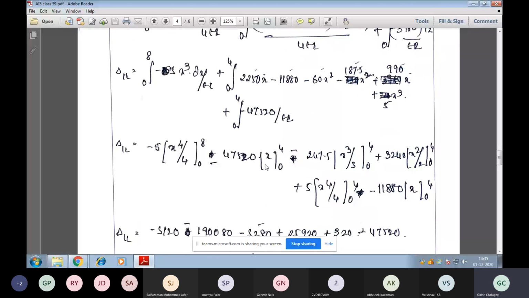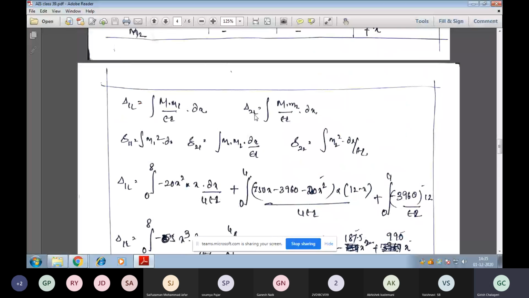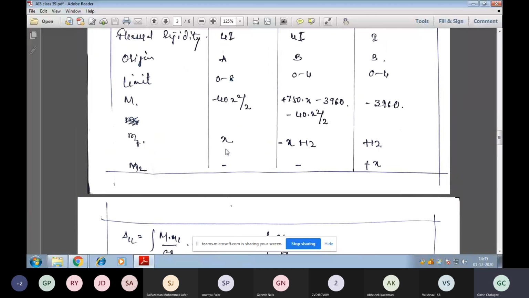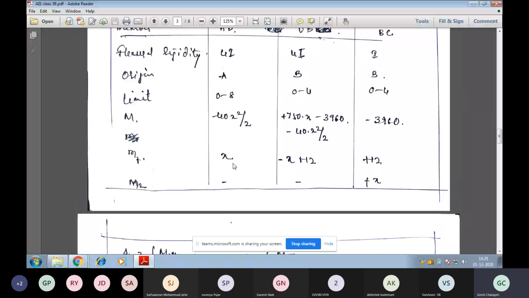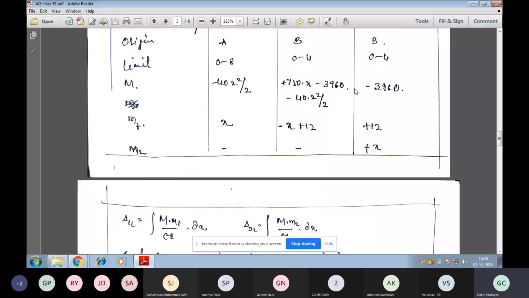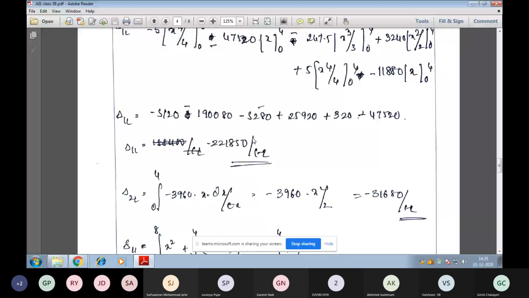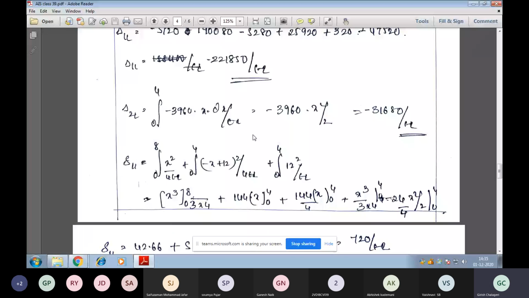Similarly, we get delta 2L. Delta 2L is capital M into small m2 by dx. Capital M, we can know that this is capital M. M2 at the first member AD and member DB is 0. There is no force. We have force only at this one. So these two become 0, left with the final one equation. So delta 2L equals 3960 into x. You can see here, 3960 into x by dx by EI.